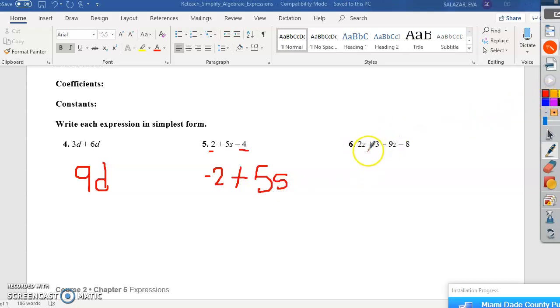Last one, 2z can be combined with negative 9z. And then we're just going to go ahead and combine our positive 3 here with our negative 8. So let's do 2z minus 9z. That's going to give you negative 7z. That's a 7 there. And 3 minus 8 is negative 5. Different signs, you subtract, you keep a negative. And that is our final answer.